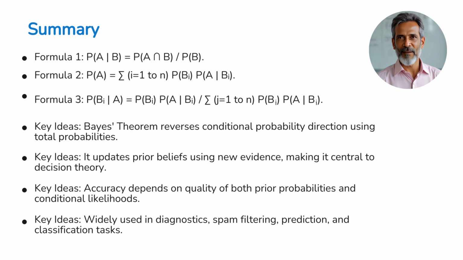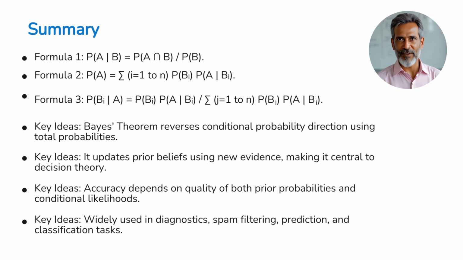To wrap up, let's summarize the important formulas and ideas we covered today. First, conditional probability. P of A given B equals P of A and B together divided by P of B, assuming P of B is greater than 0. Next, the law of total probability. P of A equals the sum from i equals 1 to n of P of B sub i times P of A given B sub i. And finally, Bayes' theorem itself.